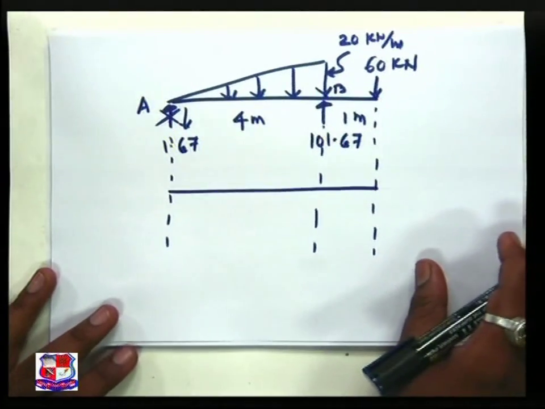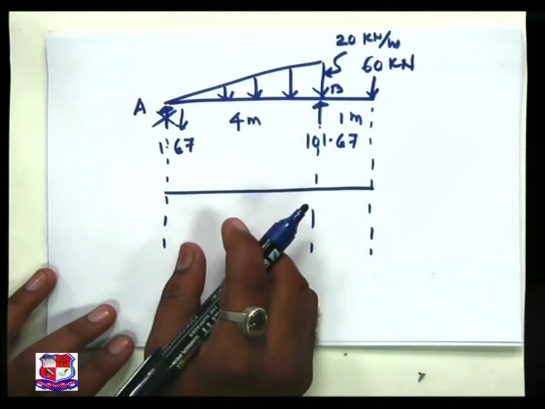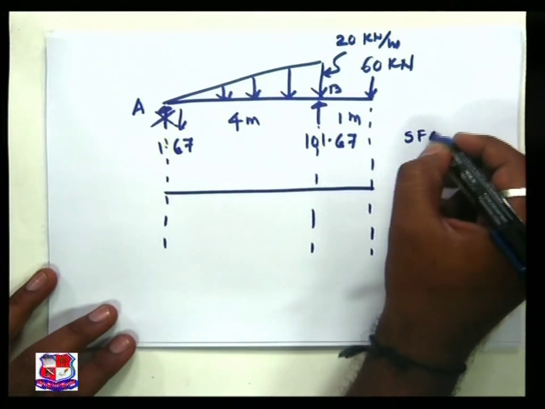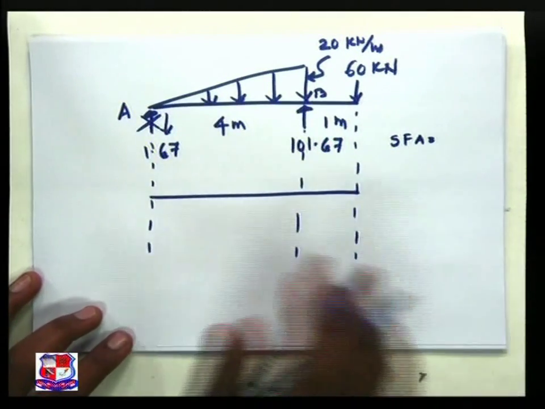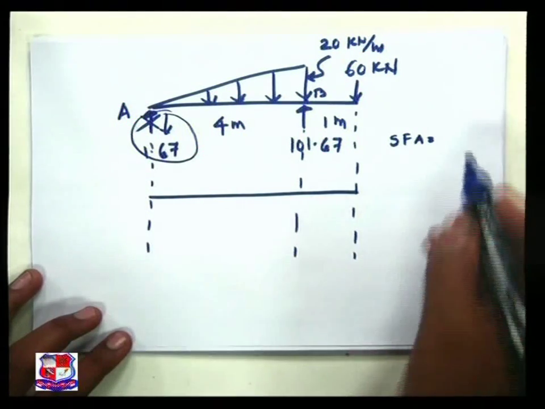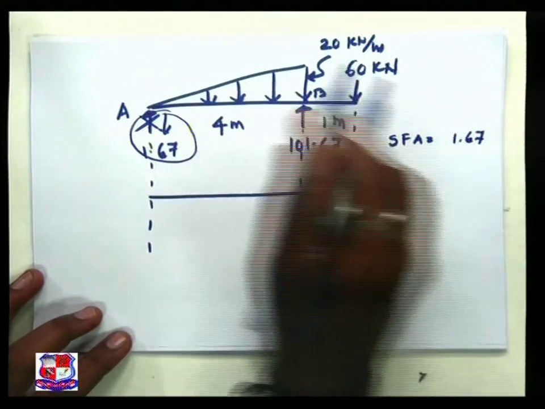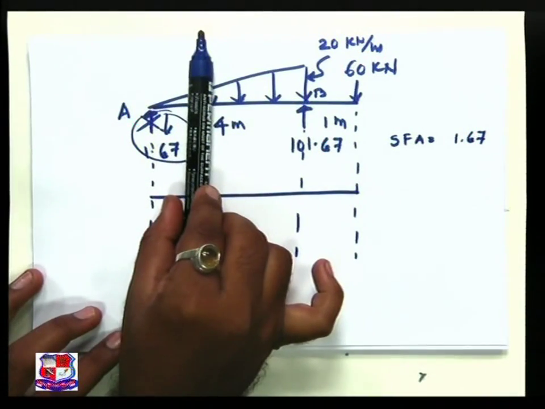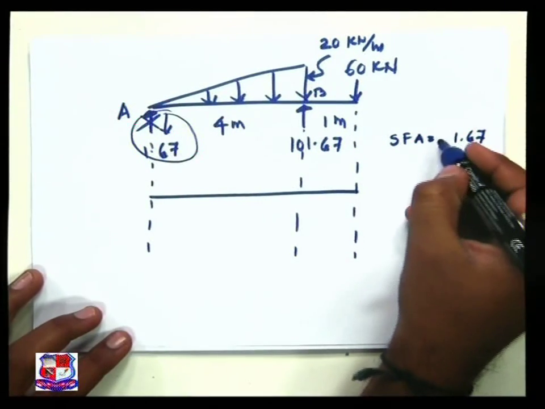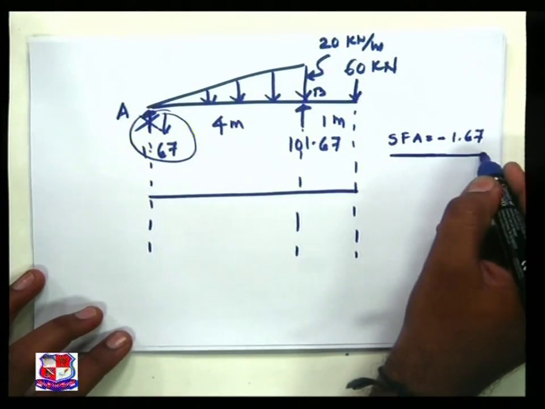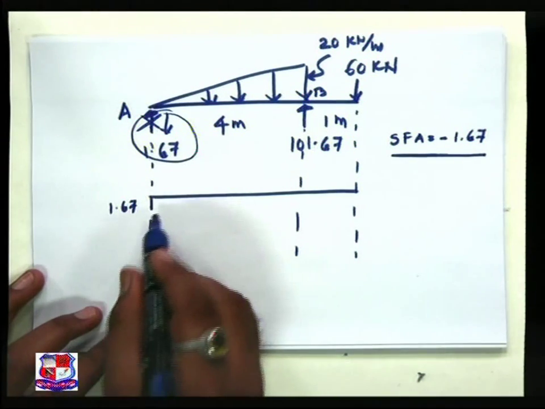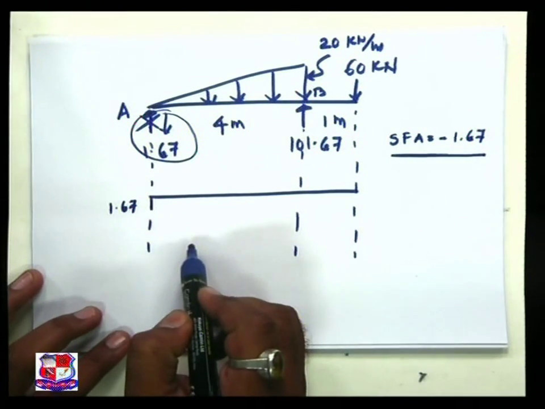Now let us reuse our concept, and we will visualize what happens. Shear force at A is equal to, now see, this is acting downward, so 1.67. If we take a section over here, section left downward is negative, so we get the shear force at A as minus 1.67, and all the minus signs we have to plot below the baseline.